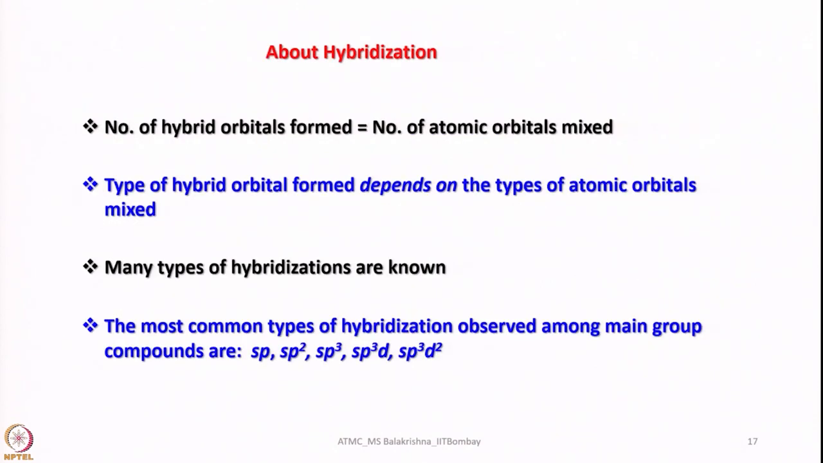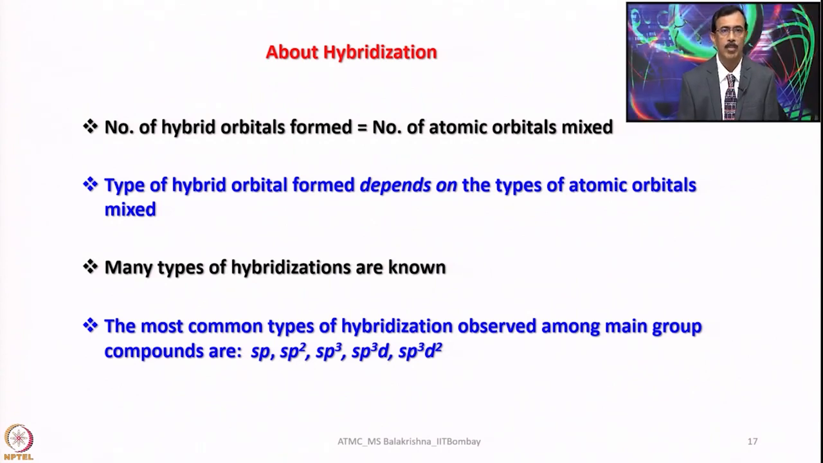So let us try to understand the hybridization concept. According to valence bond theory, the number of hybrid orbitals formed equals the number of atomic orbitals mixed. For example, if you consider sp3, we have an s orbital and 3 p orbitals that result in the formation of 4 sp3 hybrid orbitals. That says that the number of hybrid orbitals formed equals the number of atomic orbitals mixed. The type of hybrid orbital formed depends on the type of atomic orbitals mixed. As I mentioned, if you take s and 2p, then it will be sp2, with 2/3 p property and 1/3 s property.